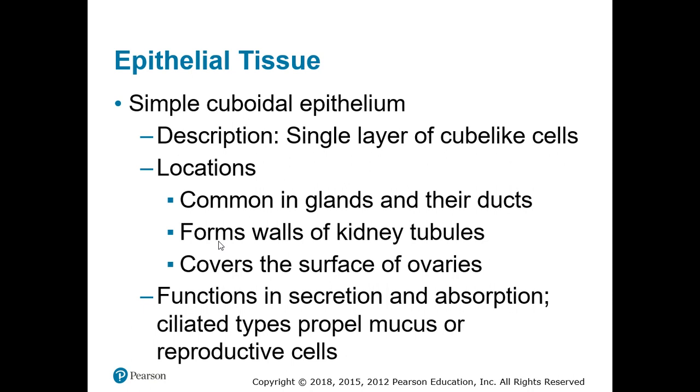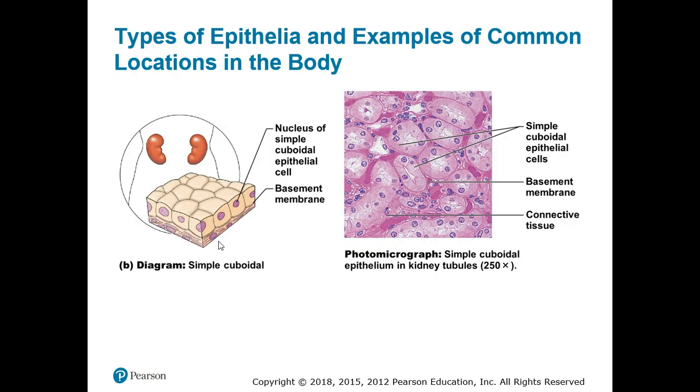It's also going to be found forming the walls of kidneys, and it covers the surface of ovaries. The function is secretion and absorption. For example, these types of cells are often ciliated and they help propel mucus and they help reproductive cells move as well. So here, if you're going to provide a picture, it is a single layer of cells that are shaped like a cube.